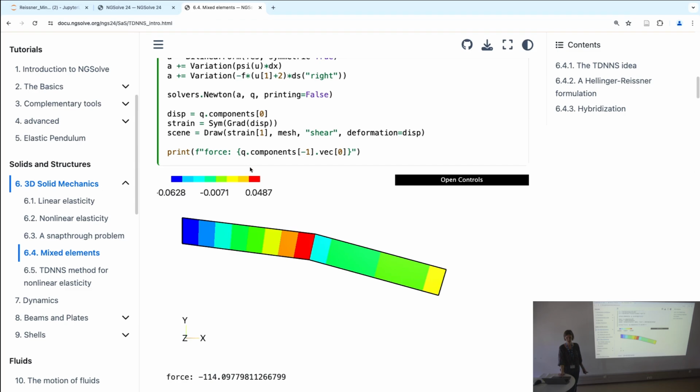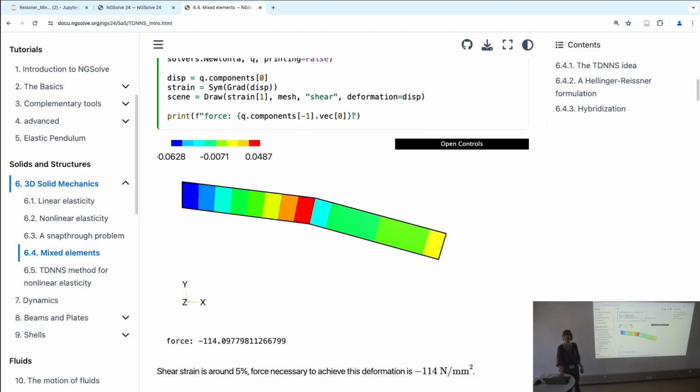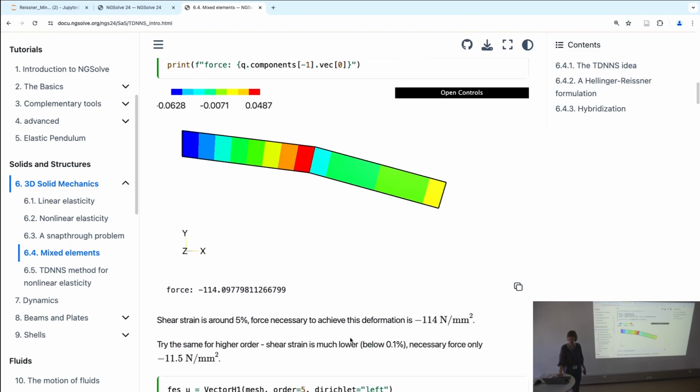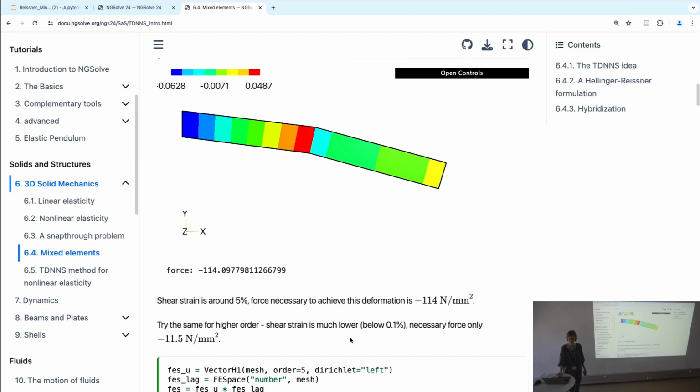in here. So here we plot the shear strain component, which tells you just how much the angles change locally within the body. And that's a lot. So the shear strain in here is something like 5 to 6% in positive and negative direction. The force we need to get to this deformation is above 100 Newton per square millimeter.